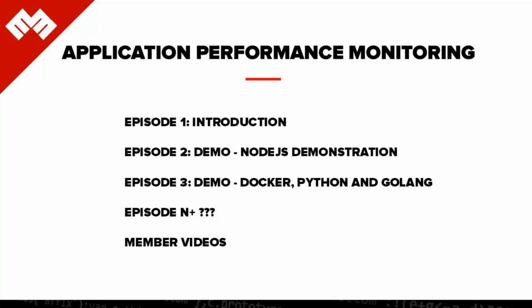I will start the series with 3 episodes. The first episode is an explanation of what application performance monitoring is. I will just present the background, concepts, and definitions. And of course, I will explain how easy it is to use a tool like Elasticsearch to achieve application performance monitoring. In the second episode, I will provide a step-by-step demonstration of how to implement APM for a Node.js application with Elasticsearch. In the third episode, I will provide a step-by-step demonstration of how to implement APM for Python and Golang applications using Docker and Elasticsearch. Then there might be some follow-up videos to cover anything else important that I may have missed.